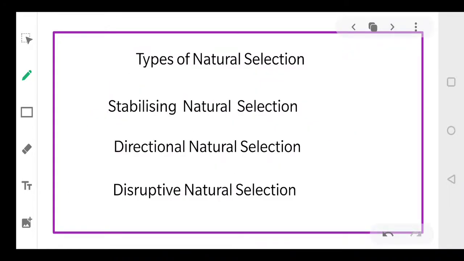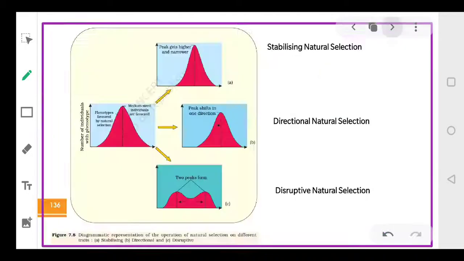Next comes the different types of natural selection. There are 3 different kinds of natural selection. One is stabilizing natural selection. Third is directional natural selection. Fourth is disruptive natural selection. Now let's understand what it is.